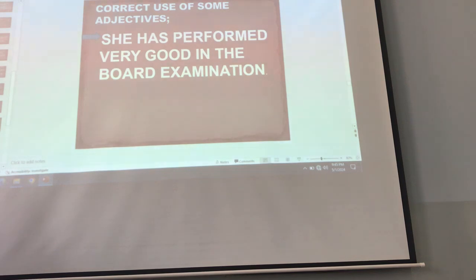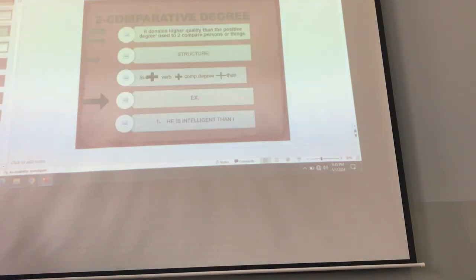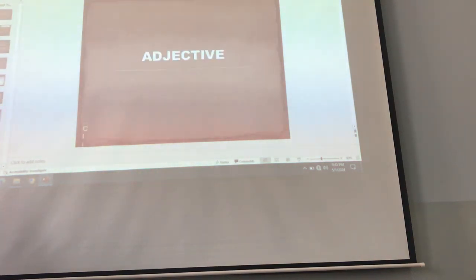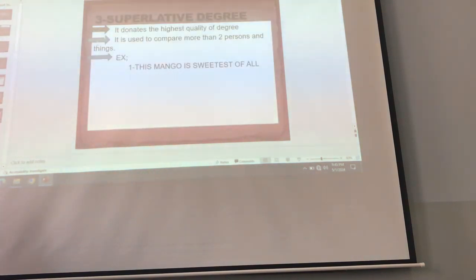Then we have the last one, the superlative degree. Superlative degree is used when we compare more than two persons or things. For example, this mango is sweetest of all. It denotes the highest quality of degree. I would like to invite Amara Shafiq for the further discussion.